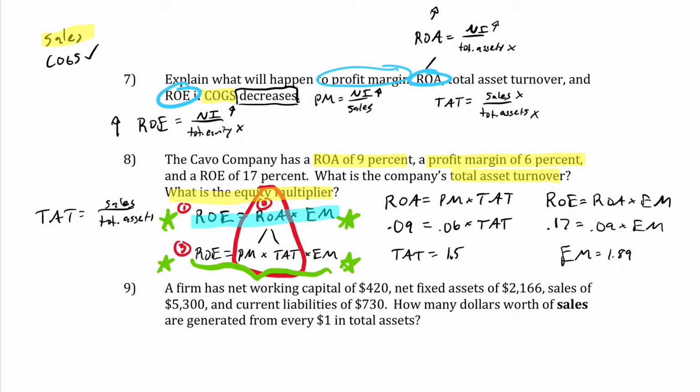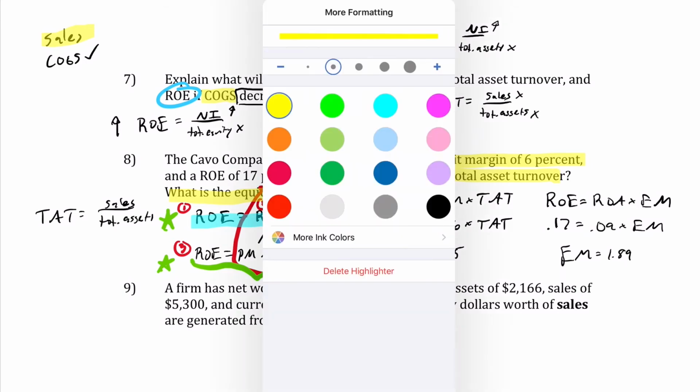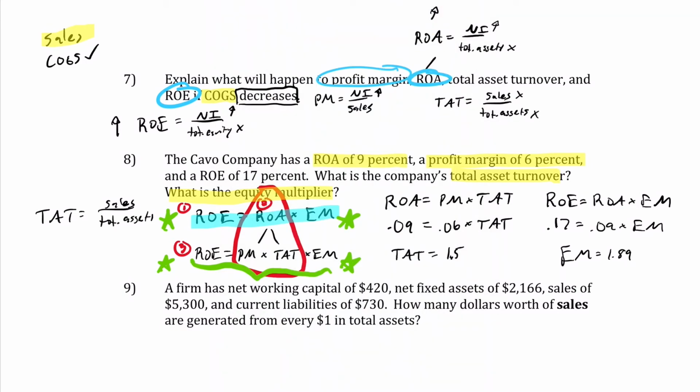Question 9. A firm has net working capital of $420, net fixed assets of $2,166, sales of $5,300, current liabilities of $730. How many dollars worth of sales are generated from every $1 in assets? So if you've never seen a problem like this before, you're like, okay, what are they even asking for? Well, if you just took it verbatim, how many dollars worth of sales are generated for every $1 in total assets, you just have sales over total assets. Hopefully you already know that we have a ratio that is sales over total assets, and it is simply the total asset turnover ratio.